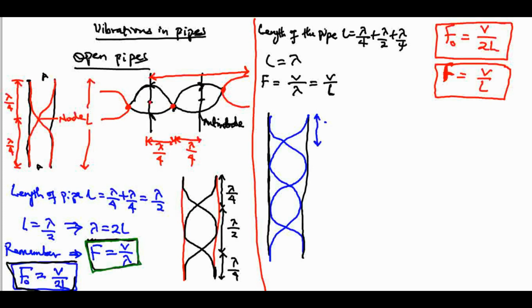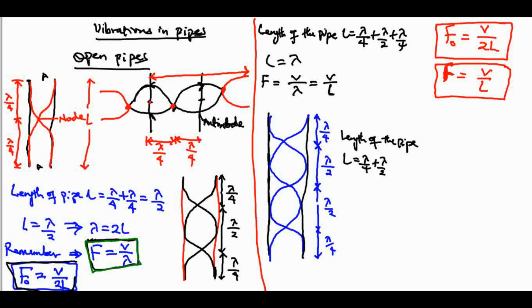Okay. So from here down to this point is lambda over 4. Then from that point to this point is lambda over 2. And we have another lambda over 2. And of course, we have lambda over 4. So that means that the whole length of the pipe L will be equal to lambda over 4 plus lambda over 2 plus lambda over 2 plus lambda over 4.